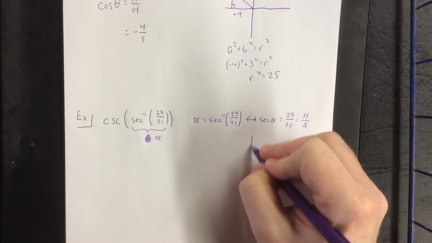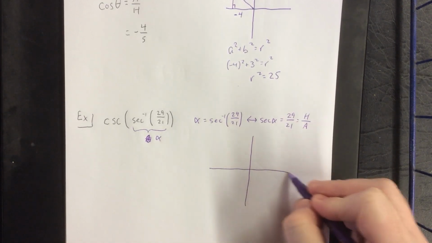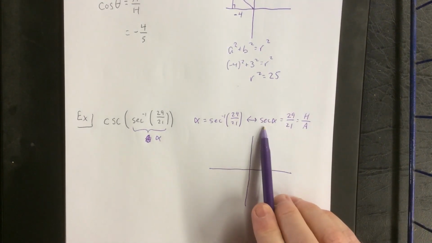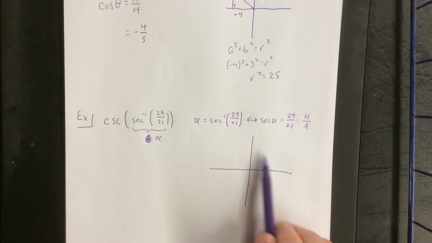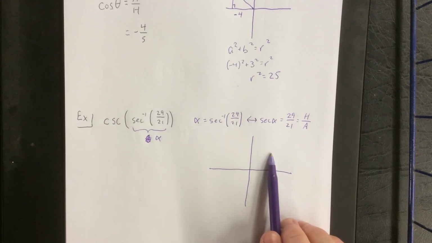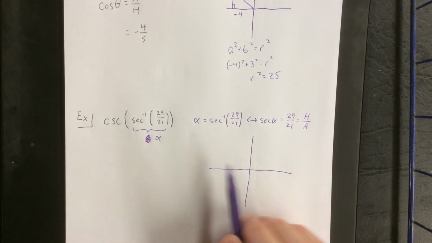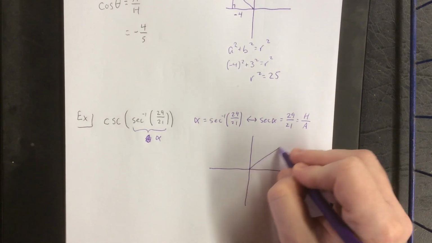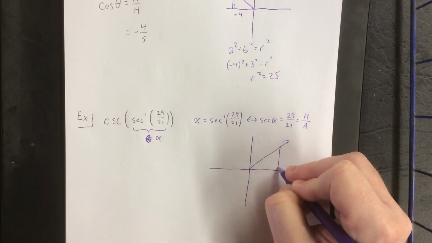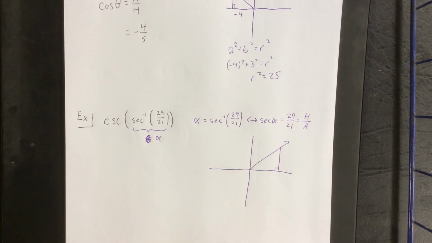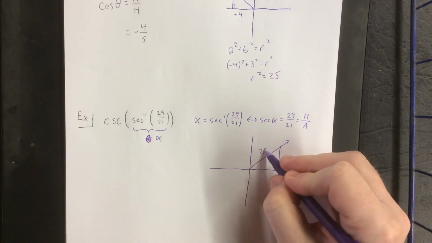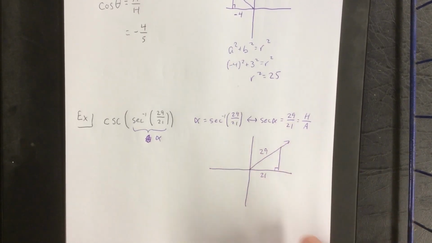The secant would be the hypotenuse over the adjacent. The restriction that we used for the secant is quadrants 1 and 2. So quadrant 1 for positive ratios, quadrant 2 for negative ratios. We have a positive ratio, so this will be in quadrant 1. 29 is the hypotenuse. 21 is the adjacent side.